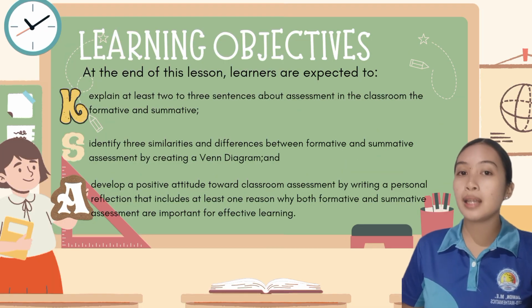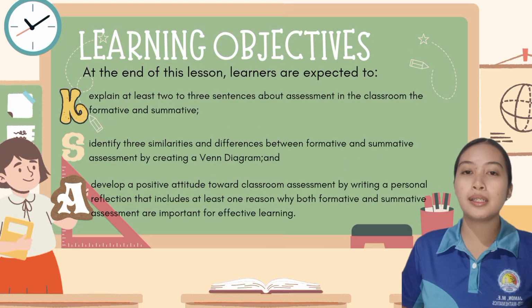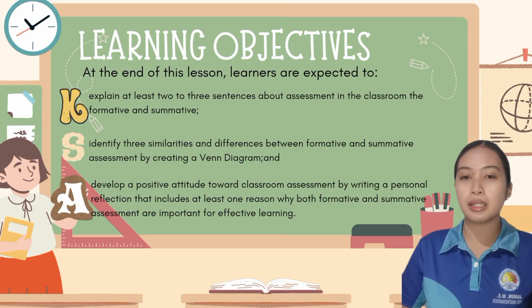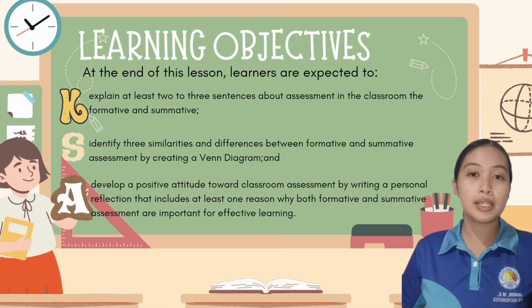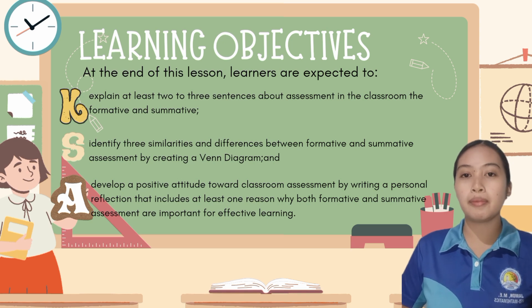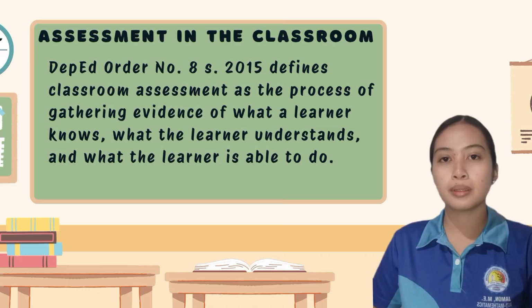So at the end of this lesson, the learners are expected to explain at least 2 to 3 sentences about the assessment in the classroom, the formative and summative assessment. Identify 3 similarities and differences between formative and summative assessment by creating a Venn diagram, and develop a positive attitude toward classroom assessment by writing a personal reflection that includes at least one reason why both formative and summative assessment are important for effective learning.